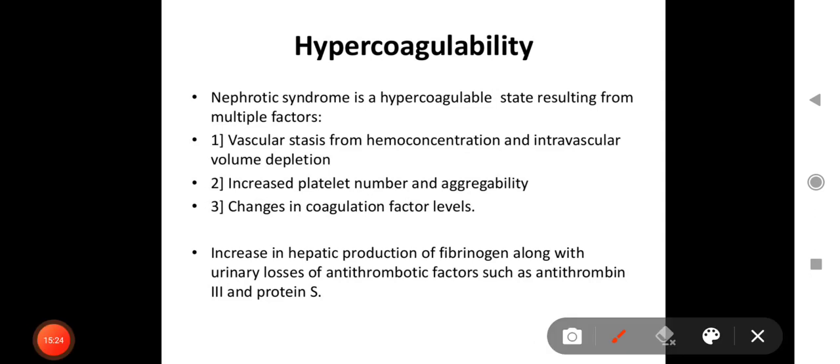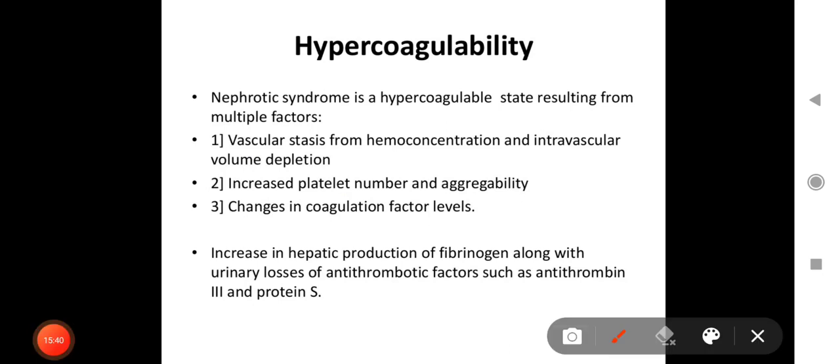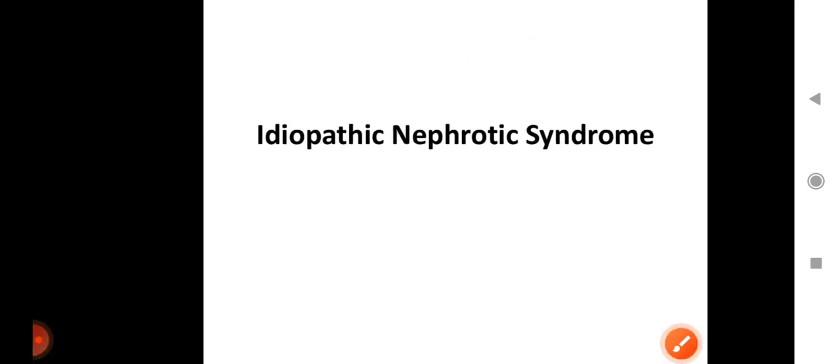Next clinical feature is hypercoagulability. Nephrotic syndrome is a hypercoagulable state. And why is the hypercoagulable state there? Because of vascular stasis from hemoconcentration or intravascular volume depletion, increased platelet aggregability, and change in coagulation factor levels, as we have seen in that flow chart: antithrombin 3 level decreases. There is an increase in hepatic production of fibrinogen. Now the fibrinogen level is increased, and urinary losses of antithrombotic factors like antithrombin 3 and protein S are increased, so their levels decrease. So overall hypercoagulability is seen in nephrotic cases.